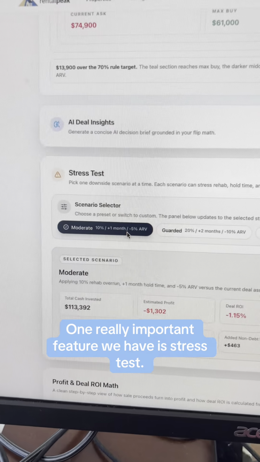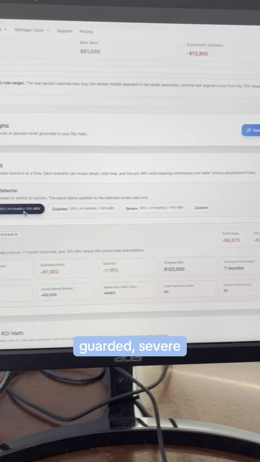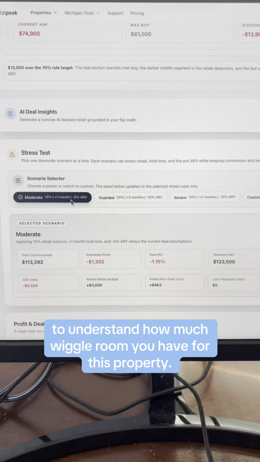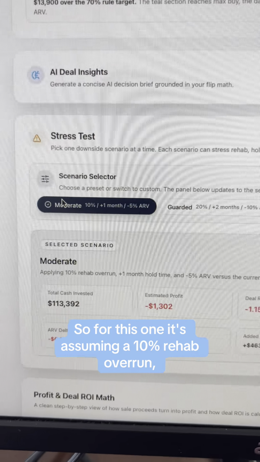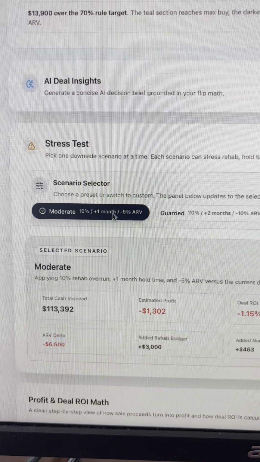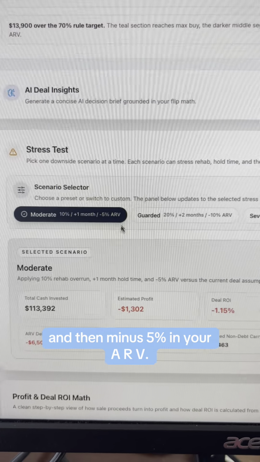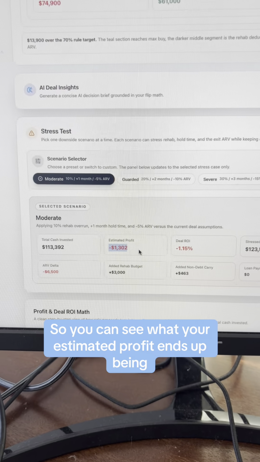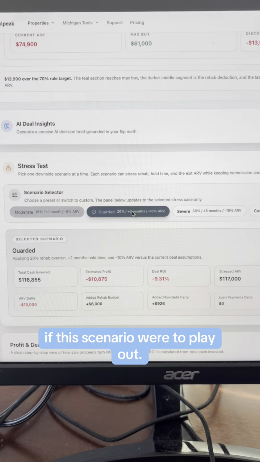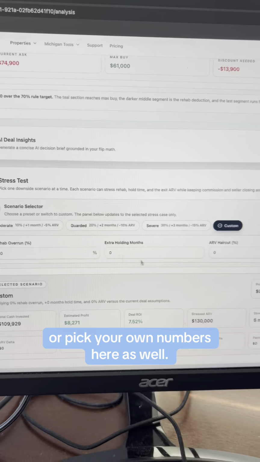One really important feature we have is stress test. You can do a stress test on 3 different scenarios: moderate, guarded, severe, or your own custom scenario to understand how much wiggle room you have for this property. So for this one, it's assuming a 10% rehab overrun, plus 1 month in holding period, and then minus 5% in your ARV. So you can see what your estimated profit ends up being if this scenario were to play out. And you can take more conservative outlooks as you go through these different preset scenarios, or pick your own numbers here as well.